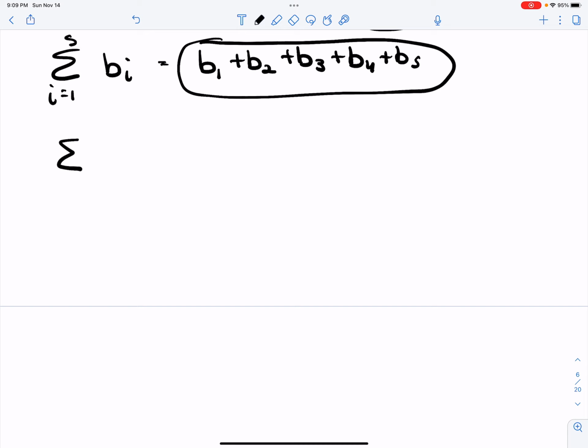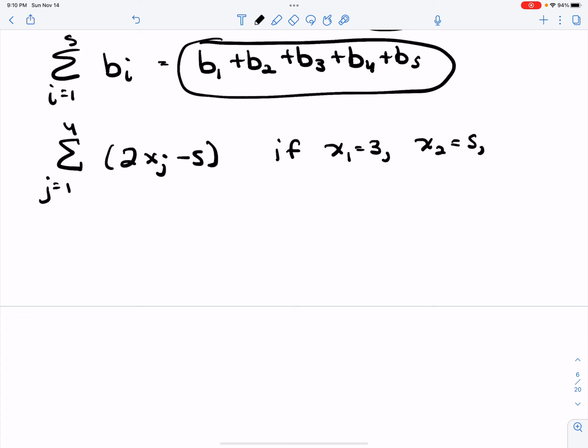You'll find I'm kind of lazy. Sometimes with my summations, I kind of scribble them. Let's say you have the summation from j equals 1 to 4 of 2x sub j minus 5. And we're told x sub 1 equals 3, x sub 2 equals 5, x sub 3 equals 7, x sub 4 equals 9.